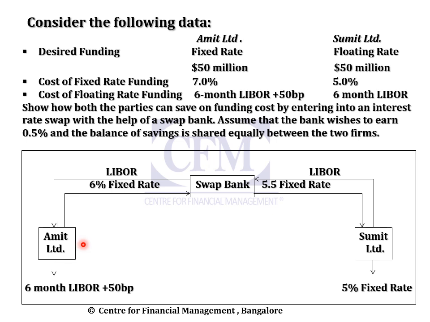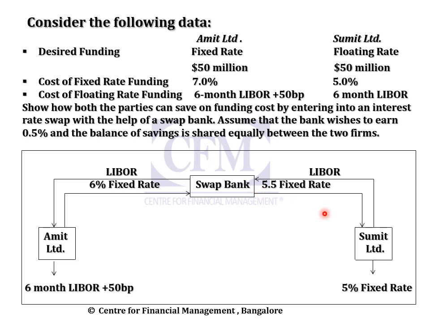Amit Limited raises $50 million in the floating rate loan market at LIBOR plus 50 basis point. It receives LIBOR from the swap bank. It pays 6% fixed rate to the swap bank. As a result, its liability is now only 6.5% fixed rate. You can see why. It pays 6% here, it receives LIBOR here, it pays LIBOR plus 50 basis points, so its total burden is 6.5%. If it were to raise money directly in the fixed rate loan market, it will have to pay 7%. Since it seeks a fixed rate loan, it is advantageous for it to first borrow in the floating rate loan market and do the swap.